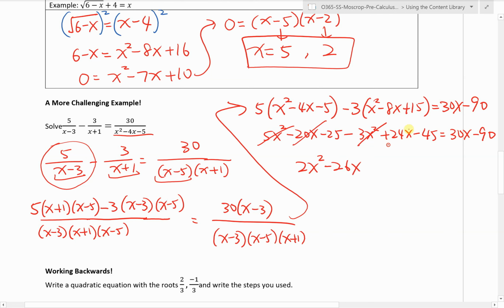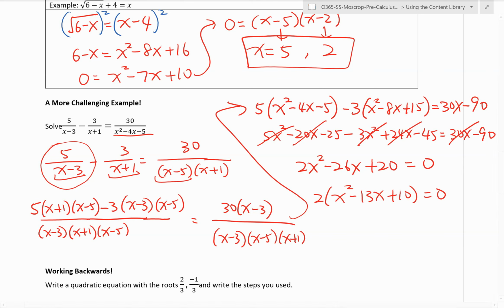Okay, that's done. Negative 25 minus 45 is negative 70. But I need to move negative 90 to the left by adding 90. So negative 70 plus 90 is 20. Okay, so that's the equation, and now you can see all these numbers are multiples of 2, so we can actually factor the 2 out, plus 10 equals 0.